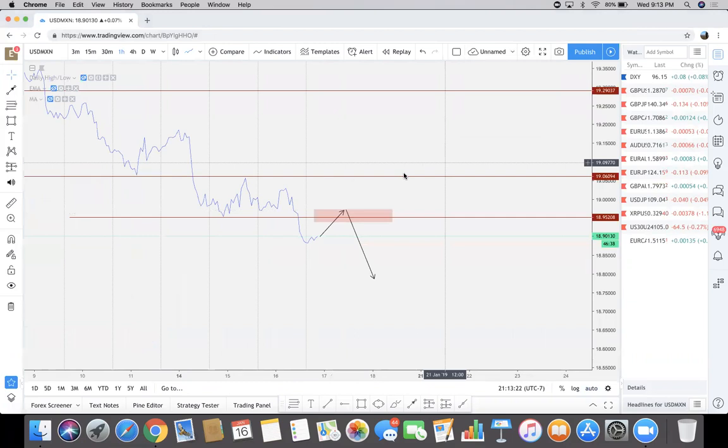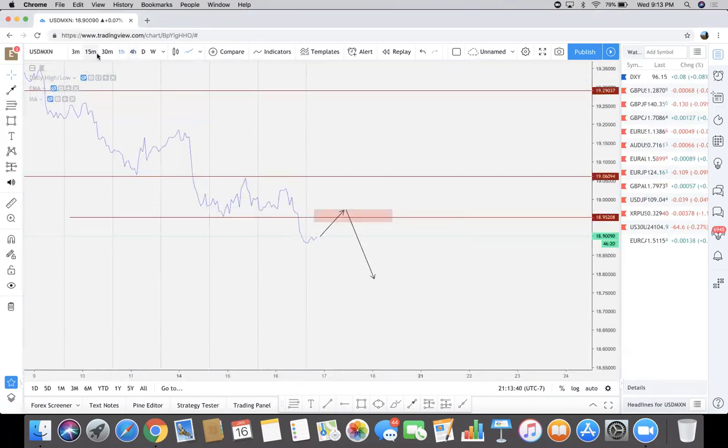How can you tell the difference between minor and major support resistance? Major support and resistance are going to be from the weekly and daily charts, and then minor support and resistance is going to be anything less than that. I consider my minor support and resistance to be the 4 hour and the 1 hour.